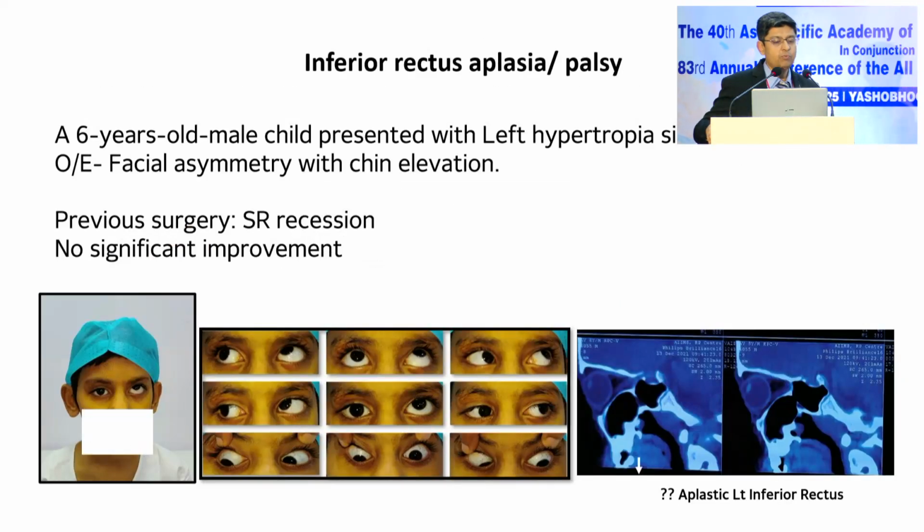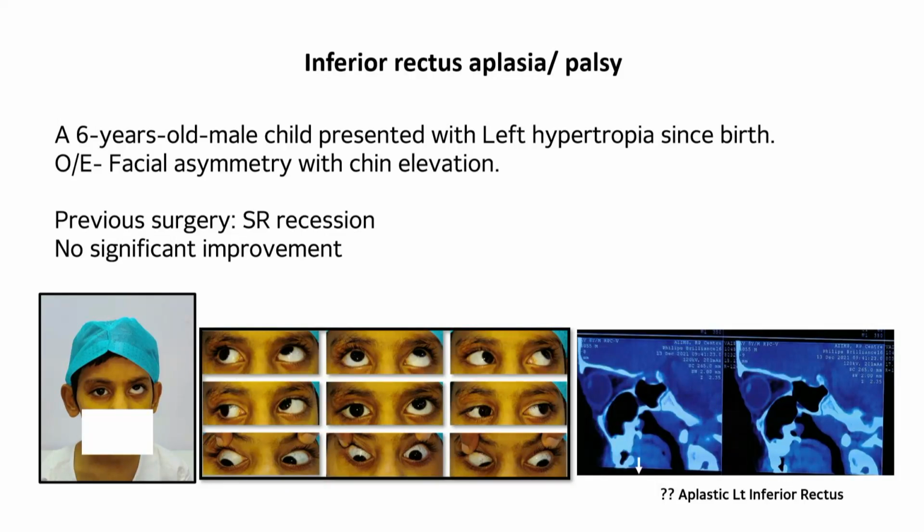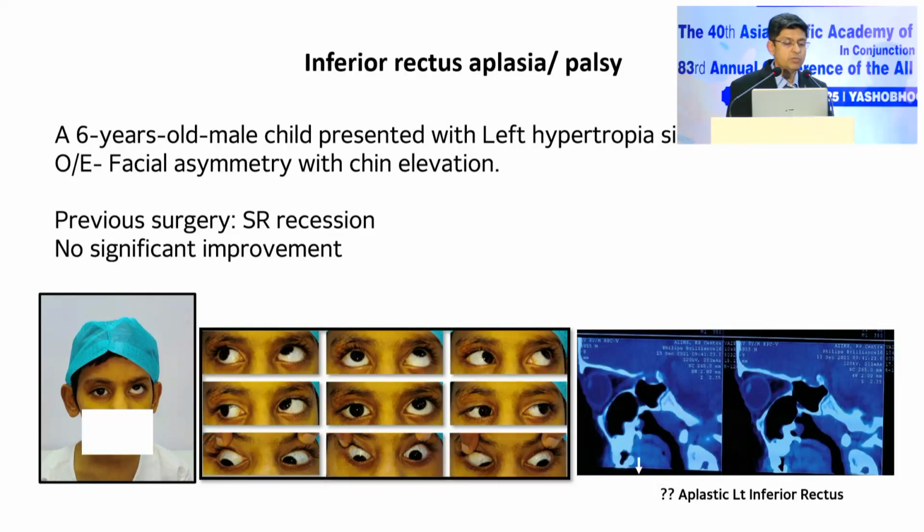This was a child with inferior rectus aplasia or palsy, presented with left hypertropia since birth. Again, this child had undergone a superior rectus recession with no significant improvement. You can see that the inferior rectus is kind of falling short of the globe. It was aplasia, or absence of development.